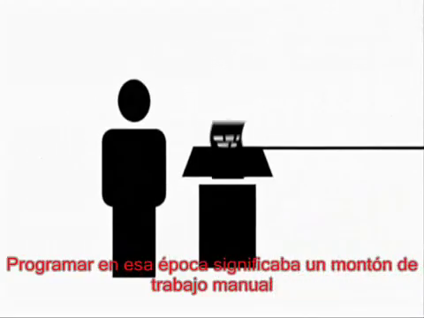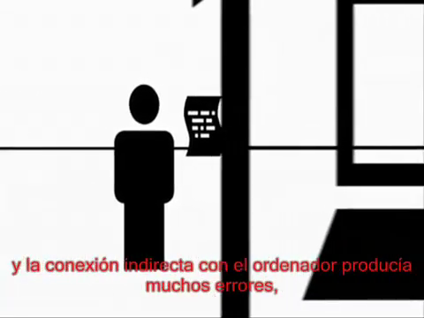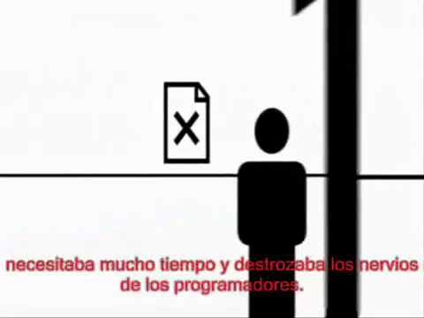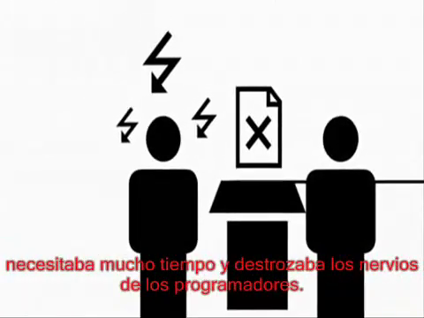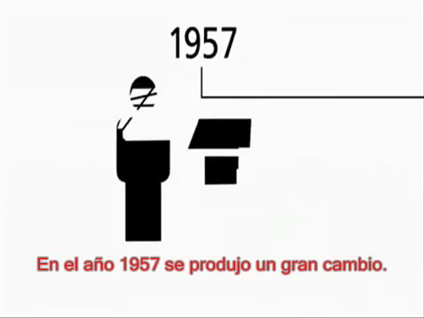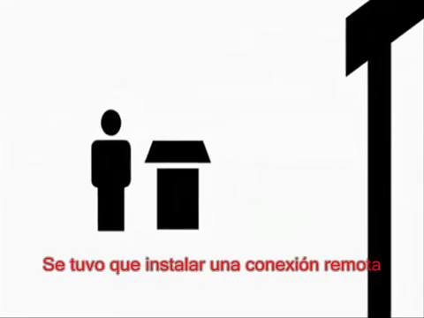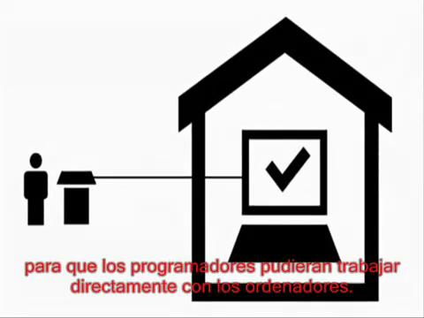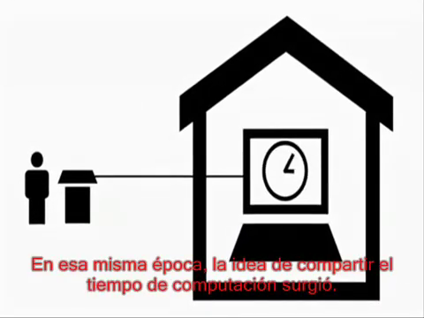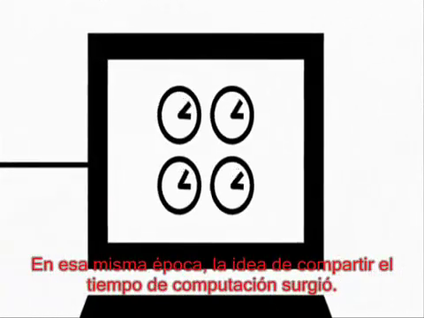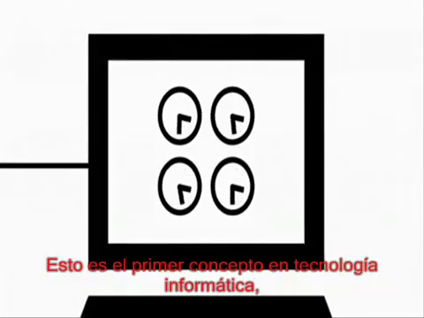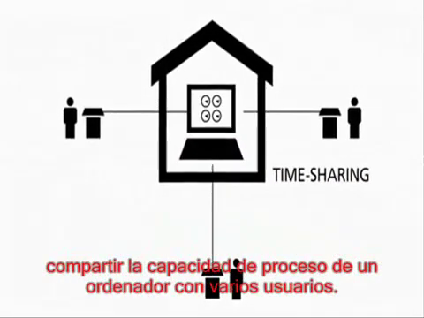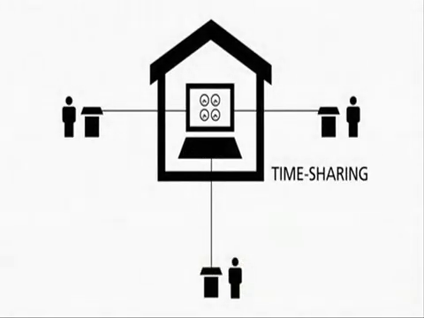Programming at that time meant a lot of manual work, and the indirect connection to the computers led to a lot of bugs, wasting time and fraying the developers' nerves. The year 1957 marked a big change. A remote connection had to be installed so that the developers could work directly on the computers. At the same time, the idea of time sharing came up. This is the first concept in computer technology to share the processing power of one computer with multiple users.